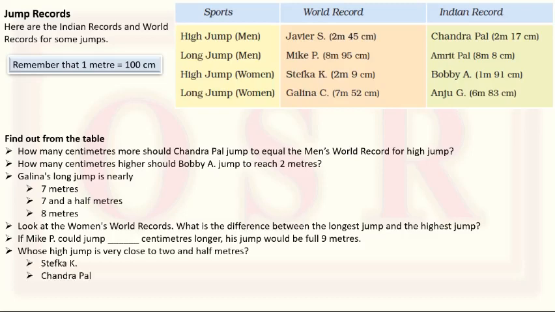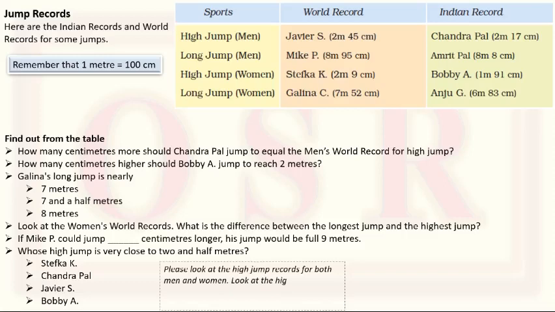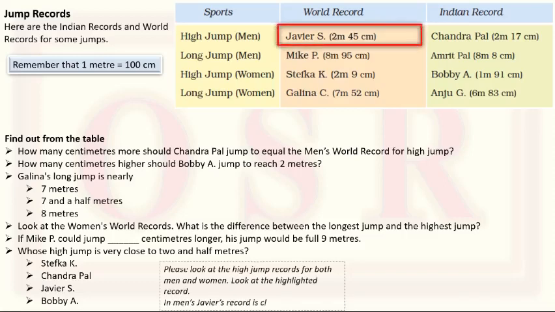Whose high jump is very close to 2.5 meters? Stefa K, Chandrapal, Xavier S, Bobby A. So again you have to look at the records and look at high jump records for both men and women. Look at the highlighted record. Okay, in men's, Xavier's record is closest to 2.5 meters.